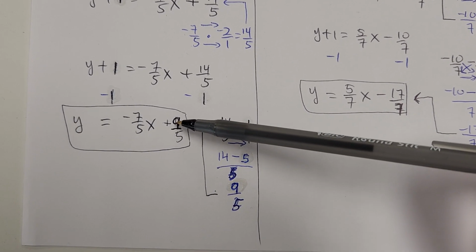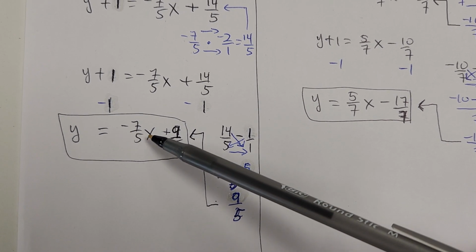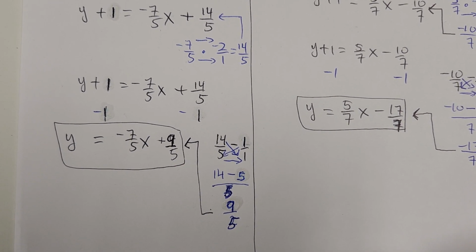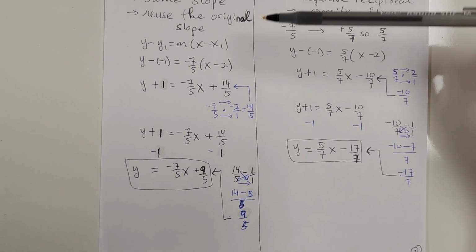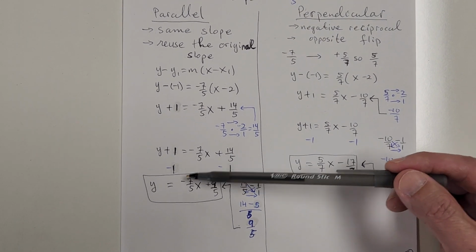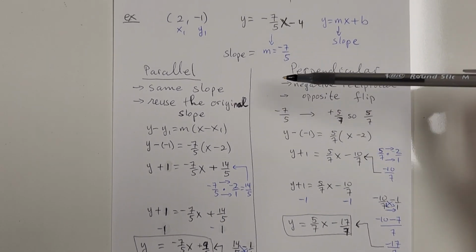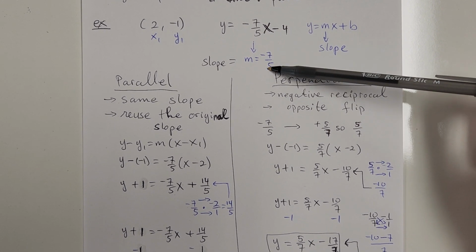And this is the final equation because it is y equals mx plus b. Okay, so this equation is parallel to the given, which is up here. One more time. This equation is parallel to the given because we are using the same slope.